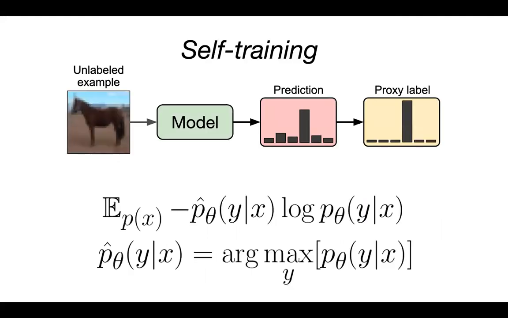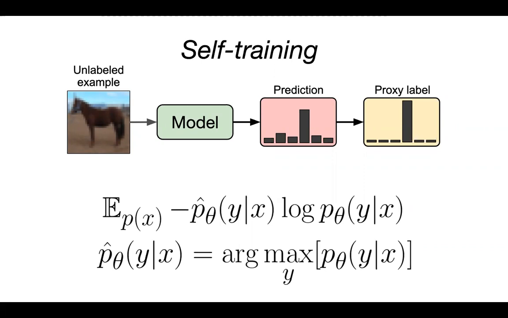So to give you an example of a method that falls into this framework, I'm showing self-training on the screen here. In self-training, we essentially just take an unlabeled data point, we feed it into the model, get the prediction, and then we take an argmax to turn it into a hard label, like a hard class assignment. So in terms of the terminology I just introduced, P hat theta y given x is just taking P theta and adding an argmax around it. And that's what self-training does.